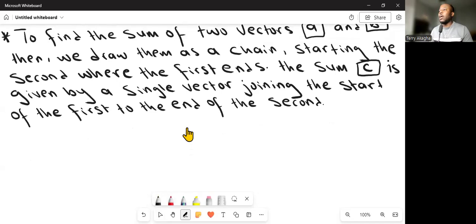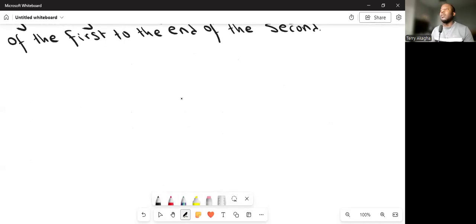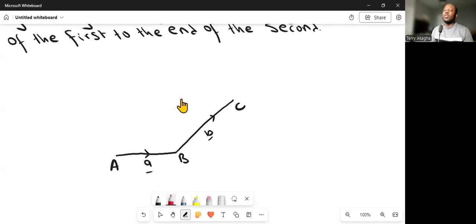So let's assume we have something like this. Let me take this a bit up. We have a particular vector, vector AB, and this is called vector A. And we have vector B, so let's assume it's vector BC, but it's called vector B. And you're now told to add these two vectors together.